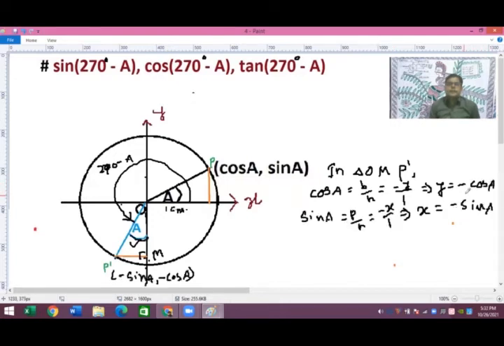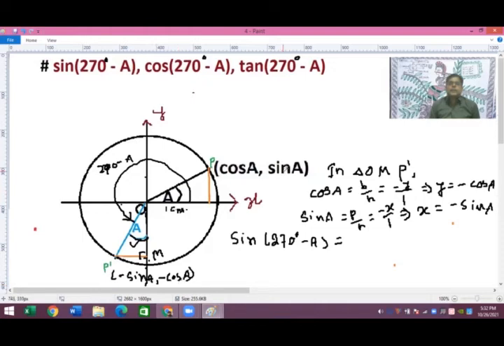Alright, Y coordinate. Now let's talk about the sine of 270 degrees minus A values. And you can see here that when it was A over here, the X coordinate was cos A, but by the rule, if you say 270 degrees minus A, now it is at point P dash, and its sine has become negative cos.